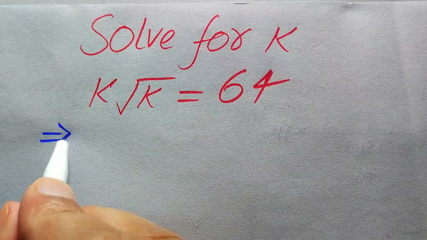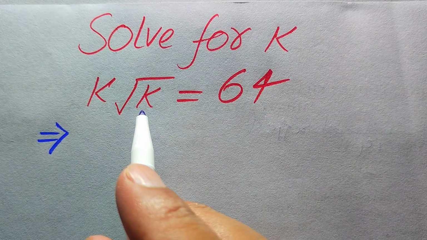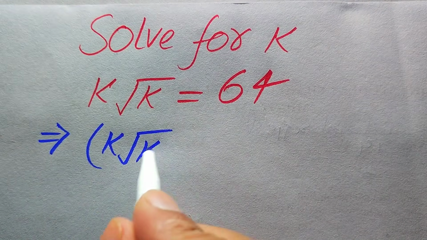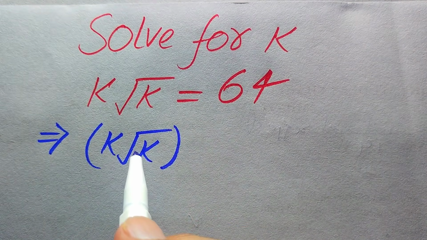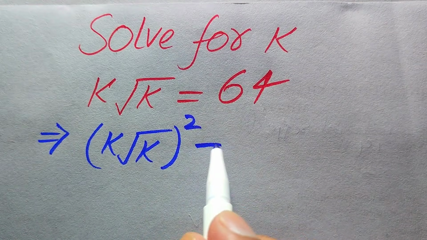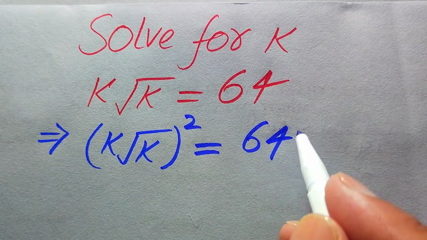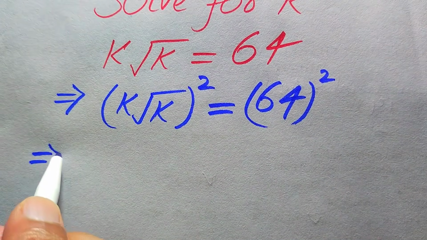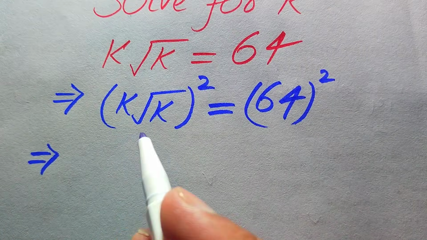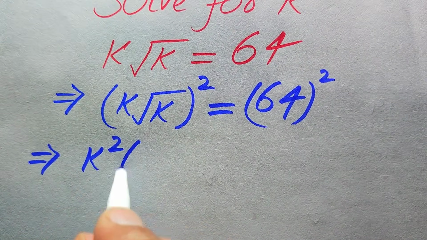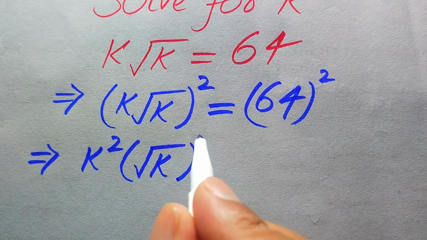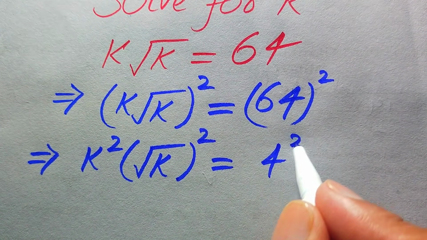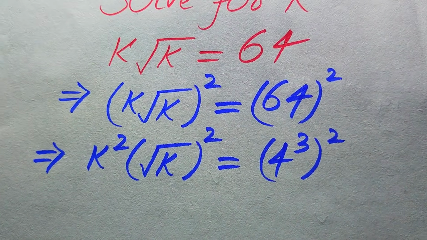So the very first step we are going to do is remove the radical sign from the left hand side, and for this we will square both sides. This becomes (k times square root of k) whole squared equals 64 whole squared. Now in the next step, we apply the square separately on both values, and we get k squared times (square root of k) whole squared equals, we write 64 as 4 cubed, and its whole squared.